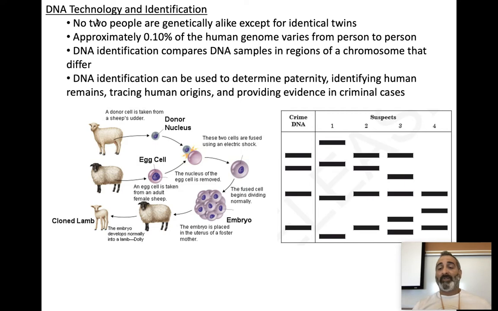All right. So let's first begin with some concepts. No two people are alike genetically except identical twins. Fraternal twins are not genetically identical. Identical twins have the same sequence of their DNA, so they are genetically identical. Less than 1%, about 0.10% of your DNA varies from you to your neighbor, the person next to you.